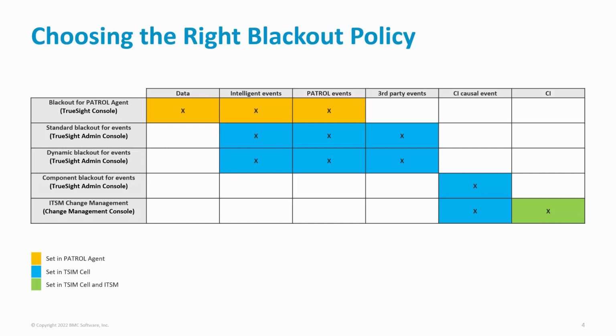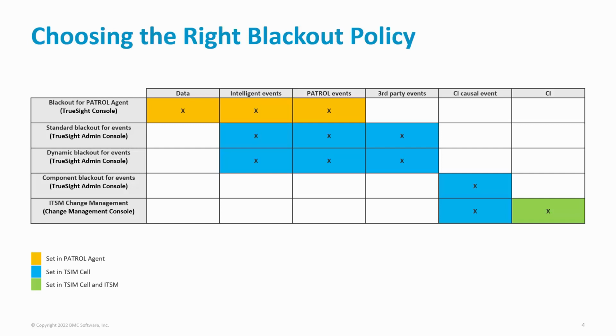If we look at the first one, the blackout for patrol agent can be used to black out data from the patrol agent, black out intelligent events, which are the alarm and abnormality class events, and also black out patrol events. Even though it is created in the TrueSight console, it is pushed down and set in the patrol agent.